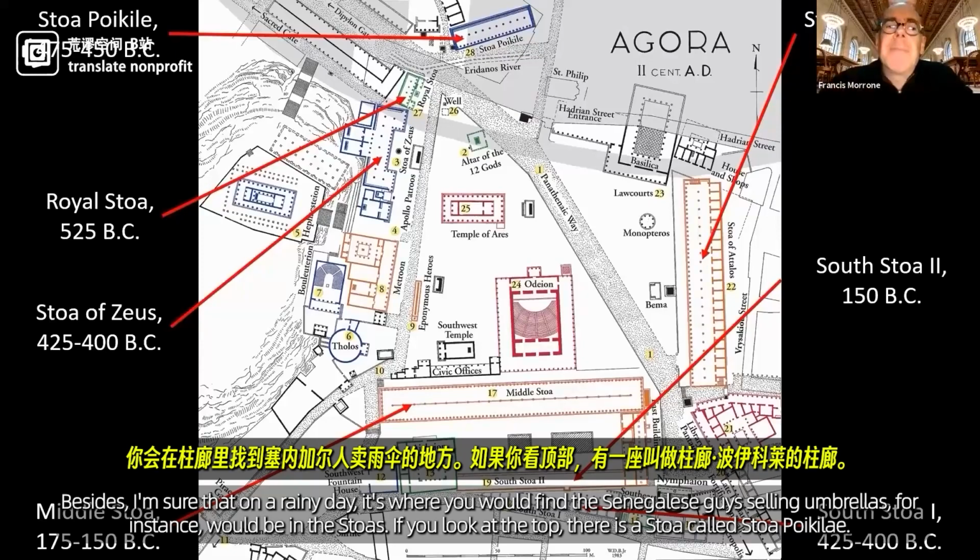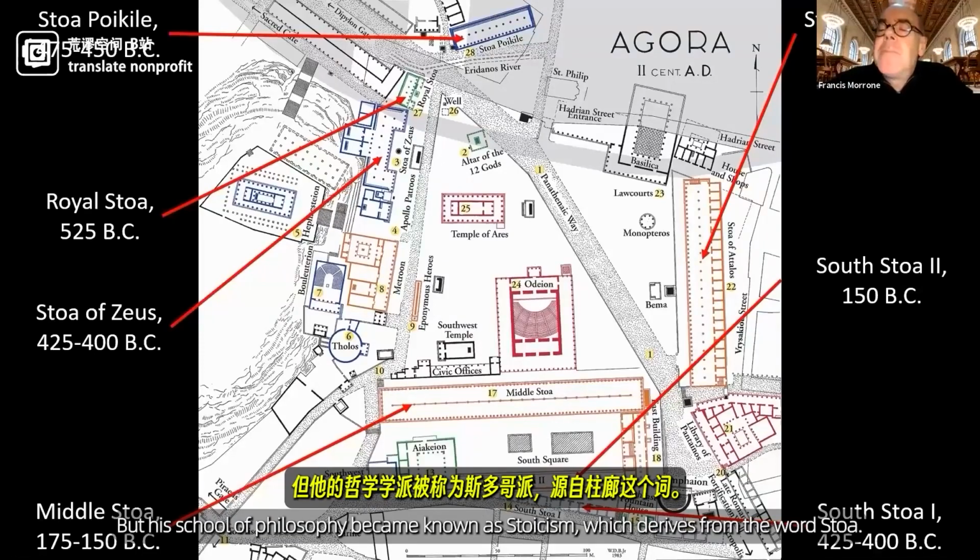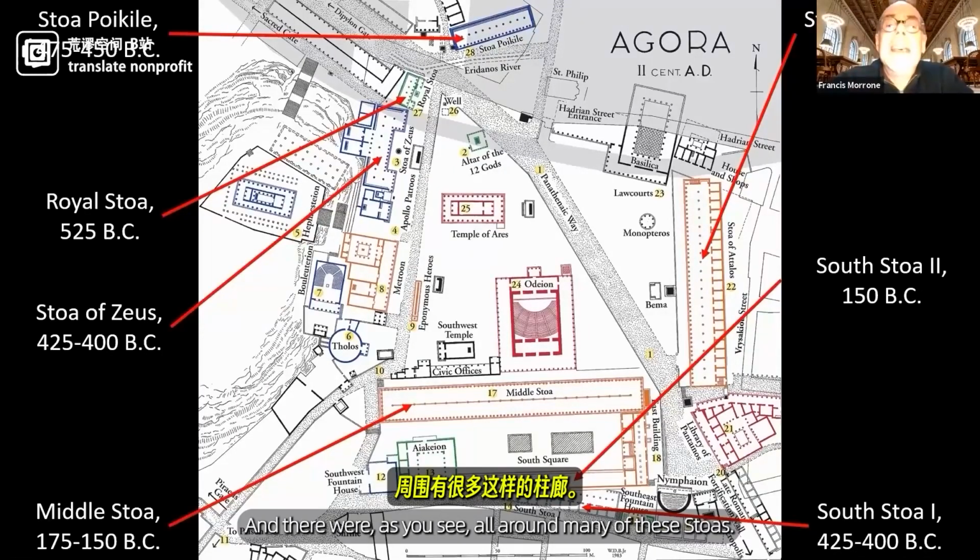If you look at the top, there is a stoa called Stoa Poikile. And this was where the philosopher Zeno of Citium hung out and publicly philosophized in a way that would probably get him arrested today. But his school of philosophy became known as Stoicism, which derives from the word stoa. And there were, as you see all around, many of these stoas.